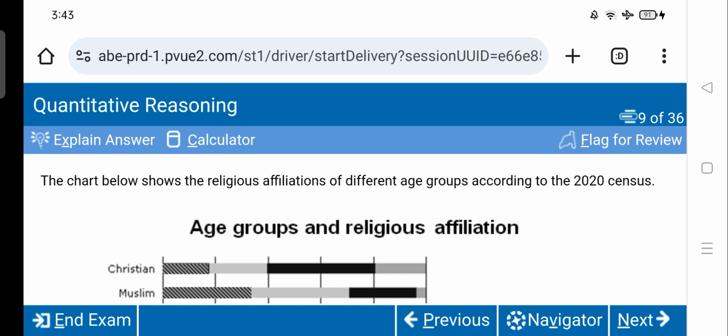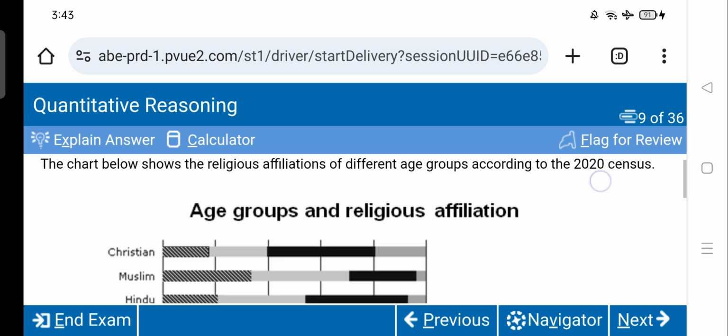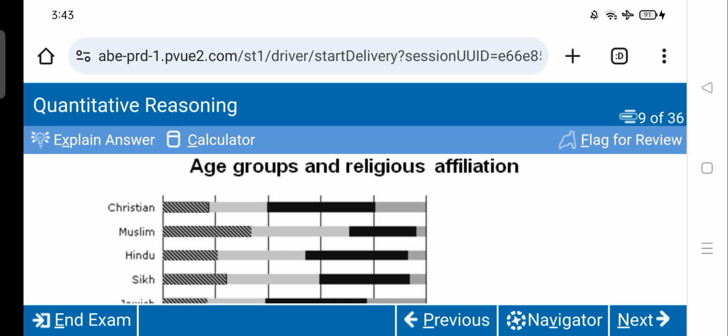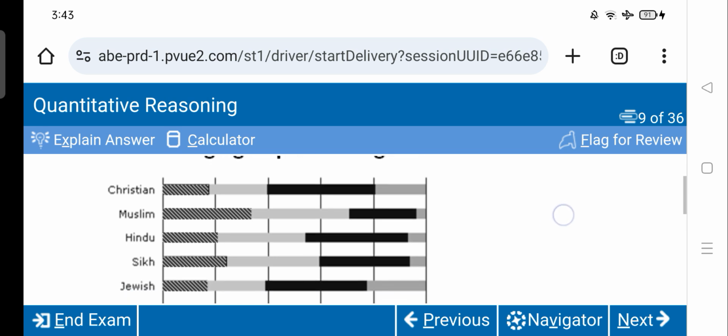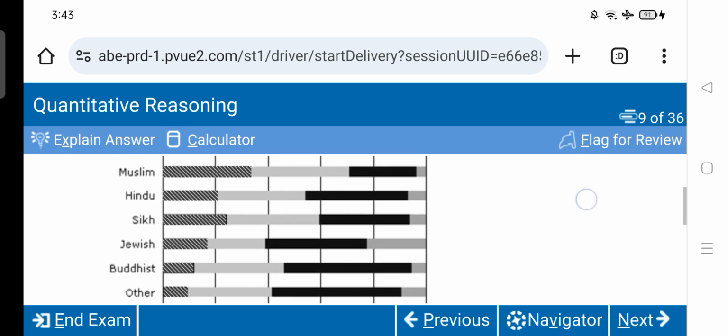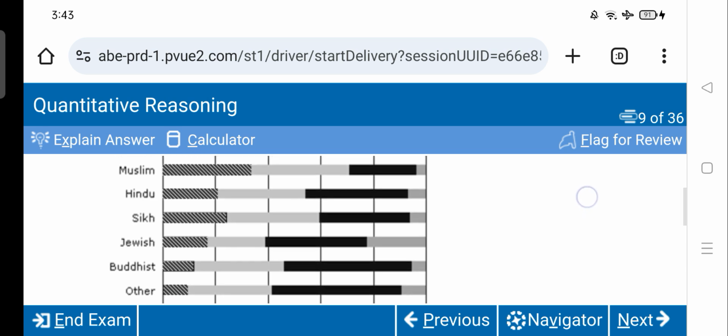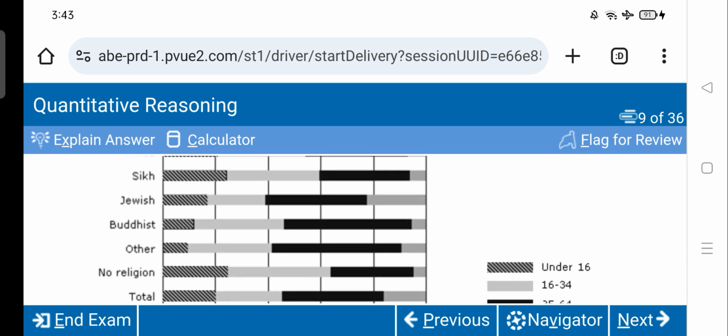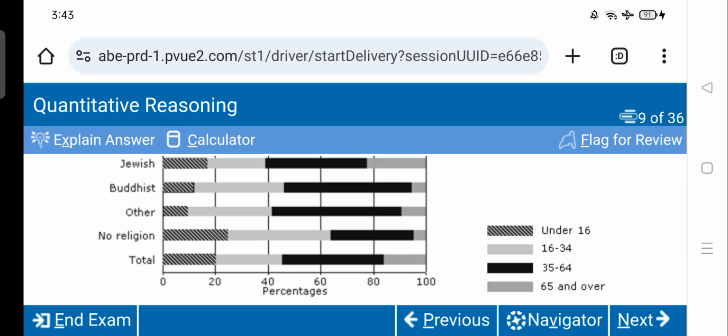Next question we have is the chart below shows the religious affiliations of different age groups according to the 2020 census. Age groups and religious affiliation. First we have Christian, then Muslim, Hindu, Sikh, Jewish, Buddhist, other, no religion, and total.